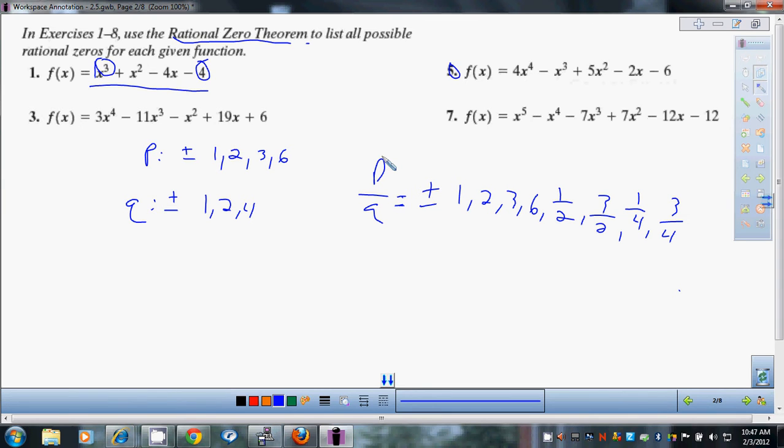Questions about how we're getting this? P is the last number, Q is the first number, all possible P over Q's. Questions? Now let me ask you this. Before we even get to the next slide, let's just go on to it. No point in me talking theoretical when it's just one click away.